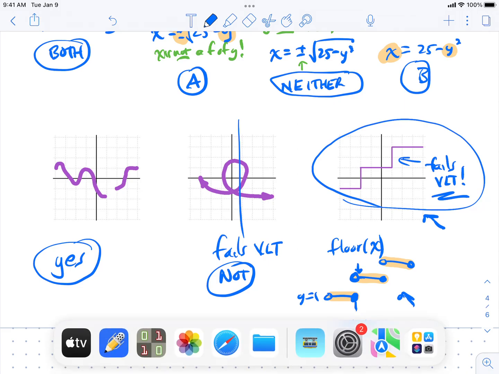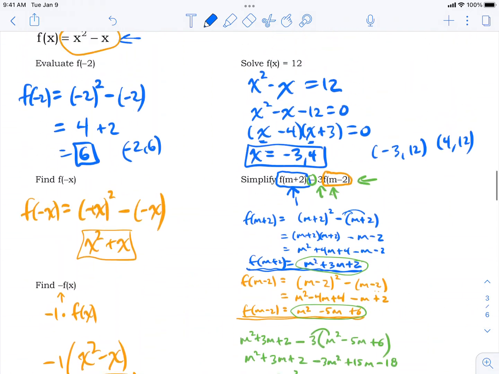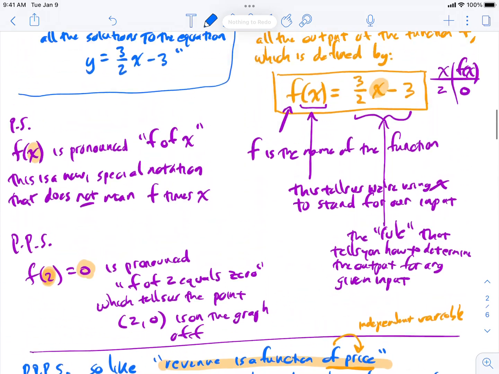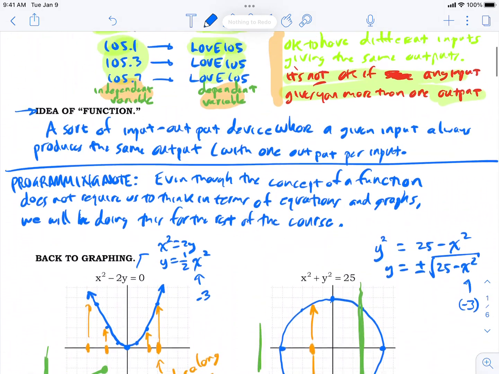Okay, that felt like a pretty good workout. That's our introduction to functions, which we will be playing with for the rest of the course.